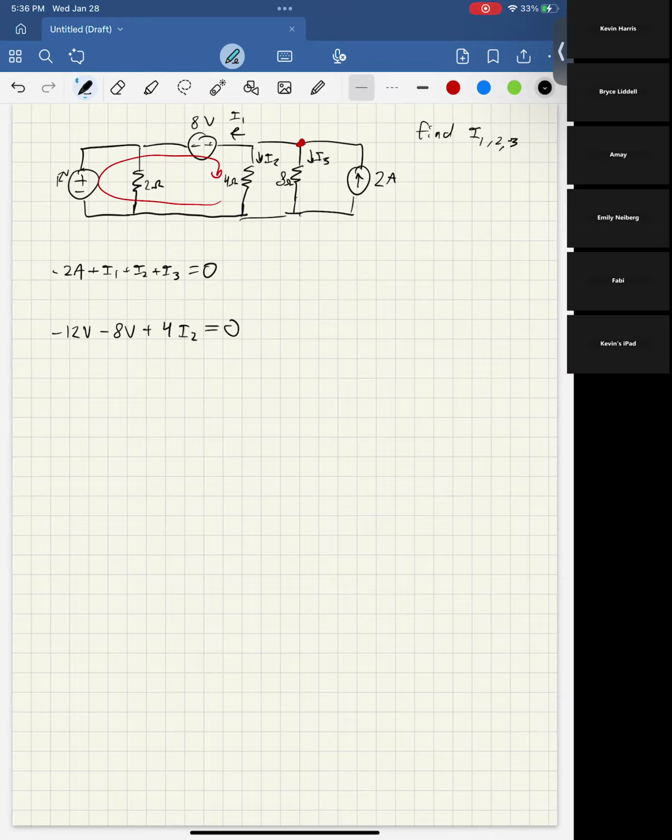And then last but not least, we need another equation for I3. There's a couple things we could do. We could do this loop, or I think equivalently, you could do this loop or this loop. I think all of those might work. Or this one you wouldn't want to do because you don't know the current going through there. But yeah, let's just do this loop because it's the most straightforward. It's going to be very similar.